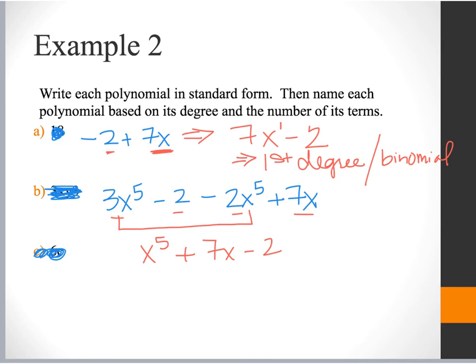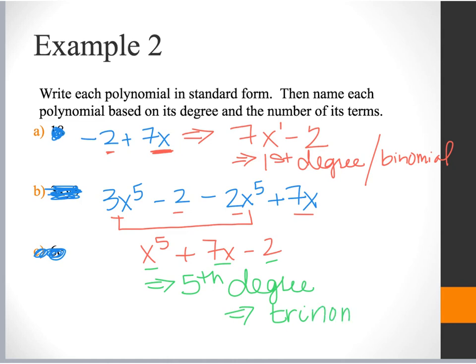So this right here, based upon the highest degree or the largest exponent, is what we would call a fifth degree polynomial. And because it has 1, 2, 3 terms, this is also going to be considered a trinomial for a specific name.